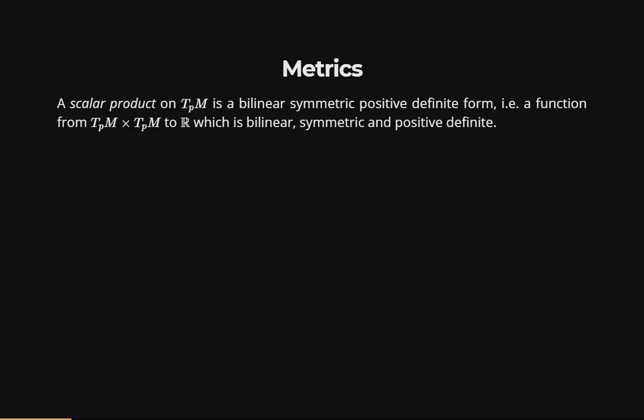Metrics. So let's start easy. I mean, this is something you probably have studied somewhere in linear algebra or whatever. A scalar product on TpM. So TpM is a tangent space at p, so it's a real vector space. It's R^k. A scalar product is a bilinear, symmetric, positive definite form. That is a function from TpM times TpM to R, which is bilinear, symmetric, and positive definite.